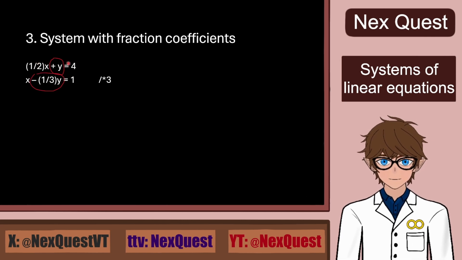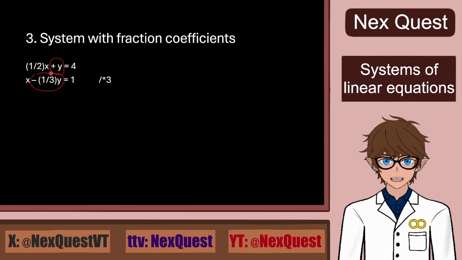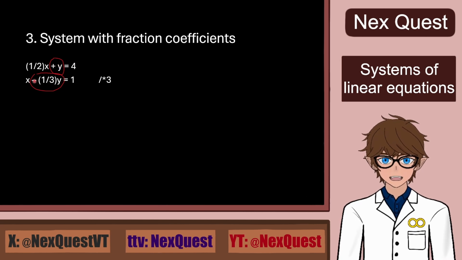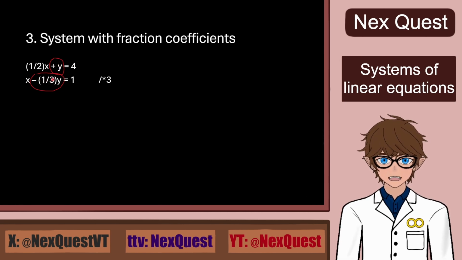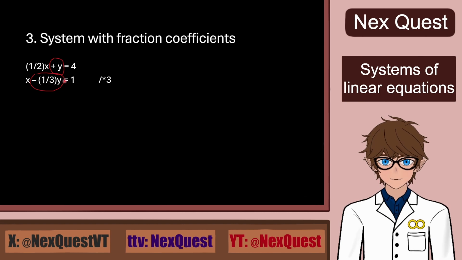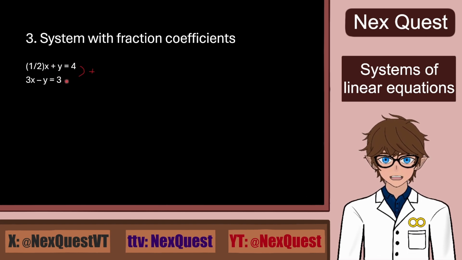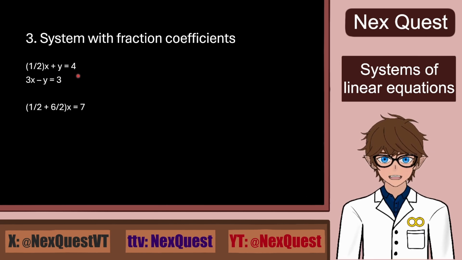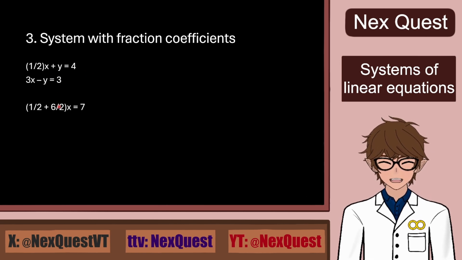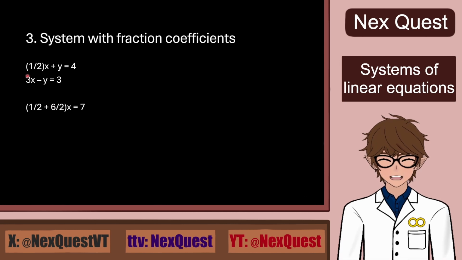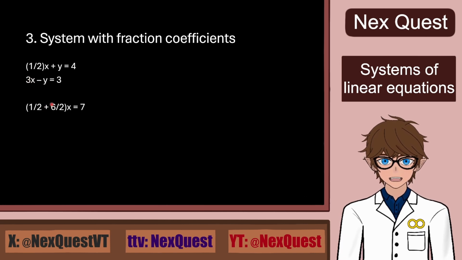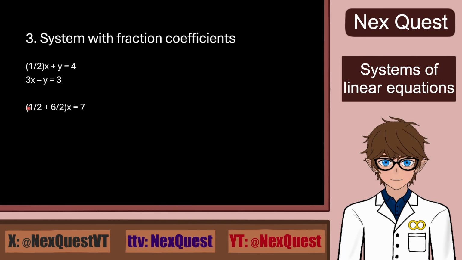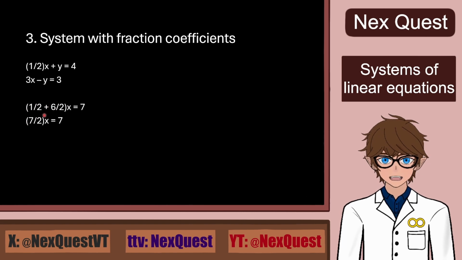So we have y, which I think is the easiest one to do here. One is positive and the other one is negative, and the negative one is 1/3 of y. So we just multiply the second equation by 3. We get 3x - y = 3. We add these two together, and we get this. I already took the liberty of writing 3 as a fraction of halves, so it's 6 halves. And when I add these two together, we get 7/2 times x = 7.